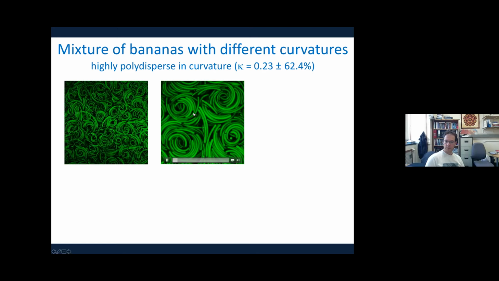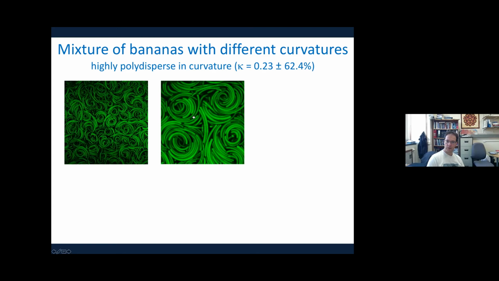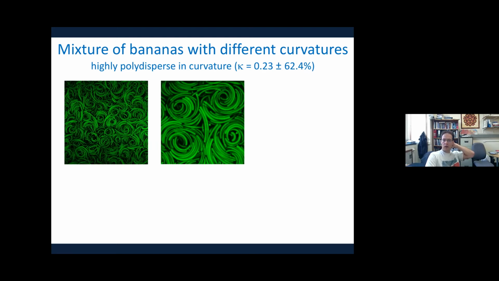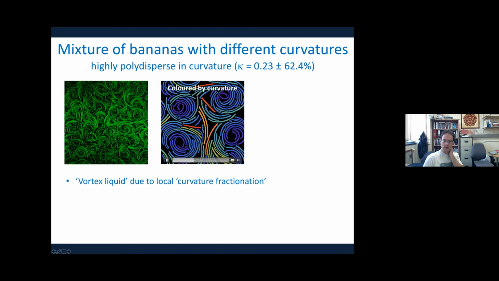And the important thing is, if you color this vortex, if you color the particles according to their curvature, what you see is that the most curved particles always sit in the middle, and the outer ones are always the least curved particles. So what you get is that this vortex liquid forms because of local curvature fractionation. So polydispersity here actually gives rise to some interesting physics, some interesting self-assembly.